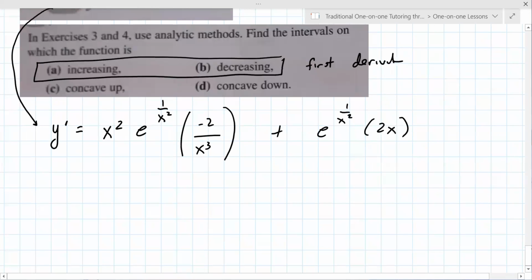All right. So from here, once you have the derivative, there's no more calculus. This is just about your ability to manipulate the equation and see what you factor out or not.